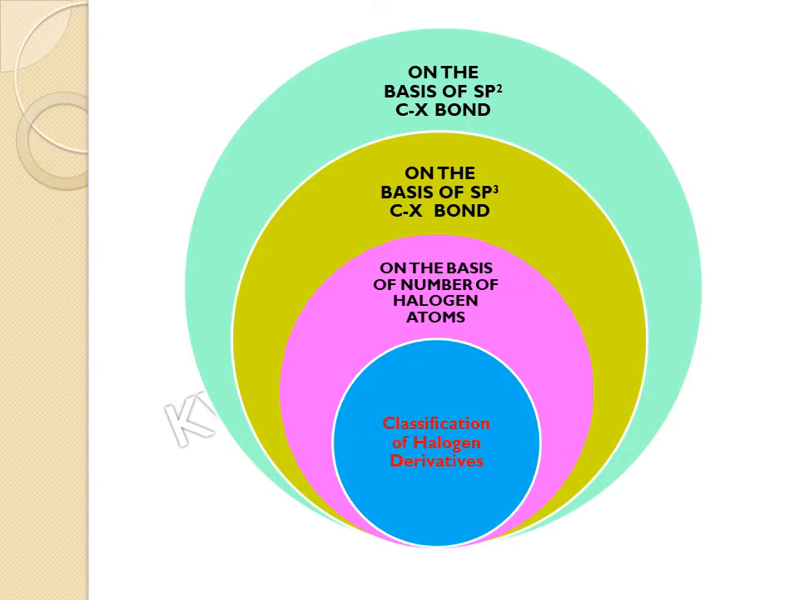Now, classification of halogen derivatives. They are classified as follows. Number one, on the basis of number of halogen atoms attached. Number two, on the basis of sp3 C-X bond. And thirdly, on the basis of sp2 C-X bond.